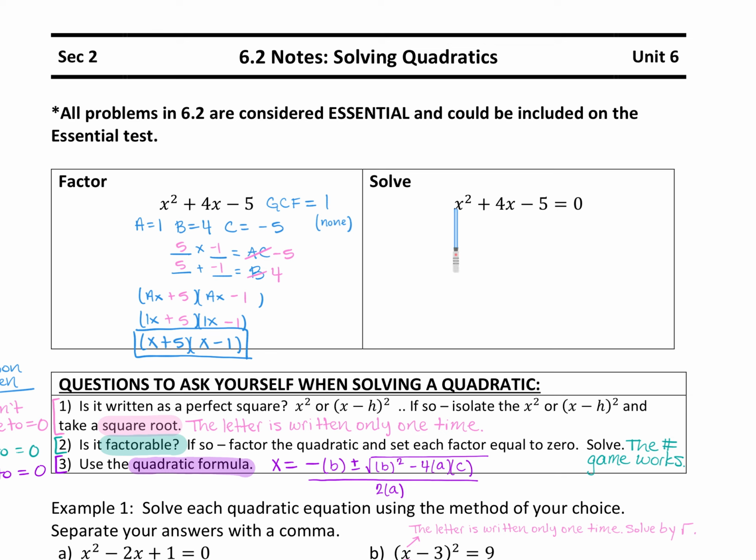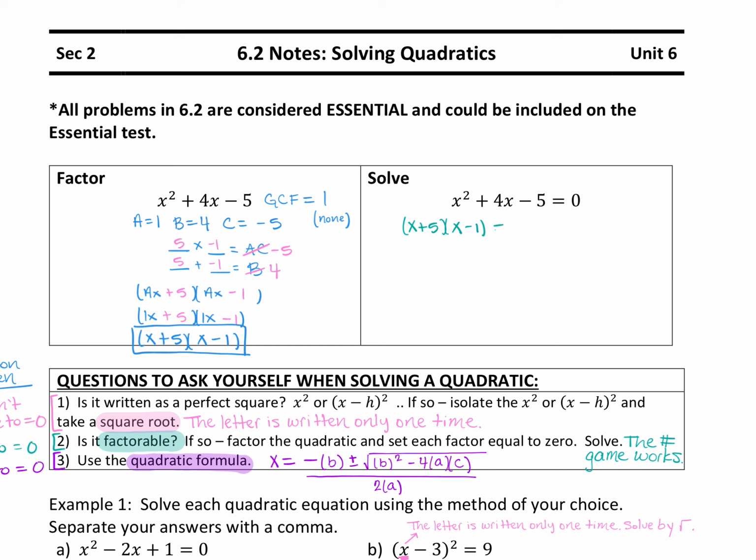And now when we talk about solving, we're setting them equal to 0. You set each factor equal to 0. So you take the x plus 5 and the x minus 1, and you set it equal to 0, which means this factor, the x plus 5, needs to be equal to 0. And this factor, the x minus 1, needs to be set equal to 0. And now we solve for x.